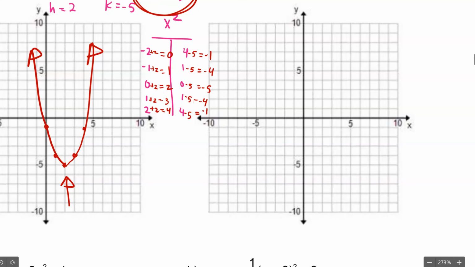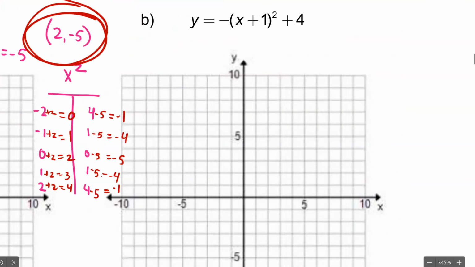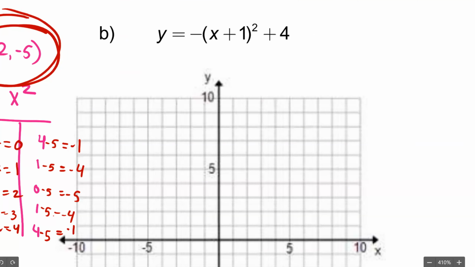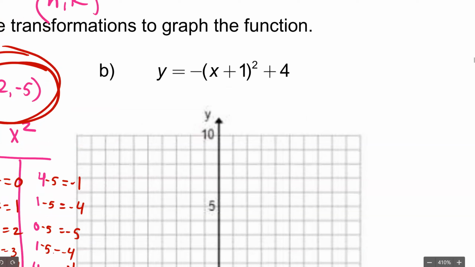Alright, so let's solve B. Without graphing, what's this roughly going to look like? It's going to be upside down, a reflection, and it's going to be shifted to the left. Good.